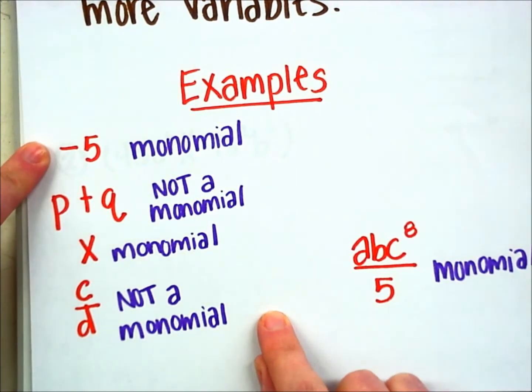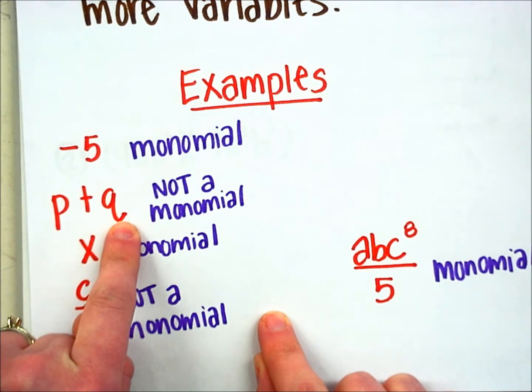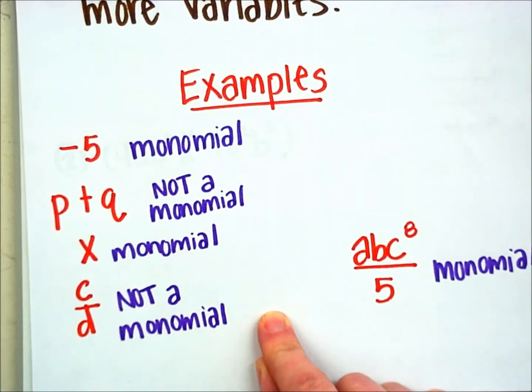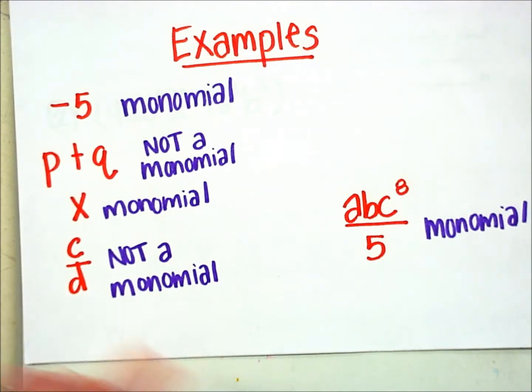-5 is a monomial because it's just a regular number. P plus Q would not be a monomial. P is a monomial and Q is a monomial, but together they are not a monomial. X would be a monomial. Notice C divided by D is not a monomial. A monomial is expressed as the product of a number and one or more variables. This is division, so that would not work.